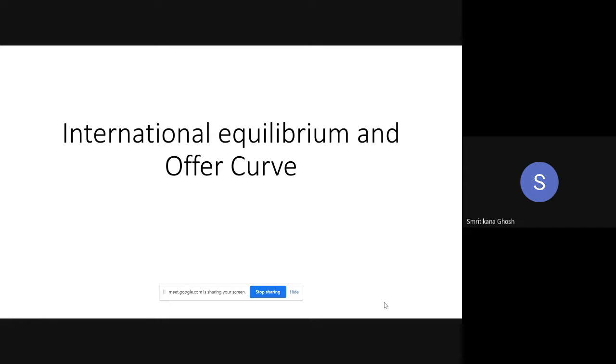Basically that part I discussed, and yes, offer curve is upward rising, but in a special case it may be backward bending. Can you tell me what was the reason behind the backward bending offer curve? I discussed it in the class, so I'm just asking why offer curve is backward bending. No one can remember.